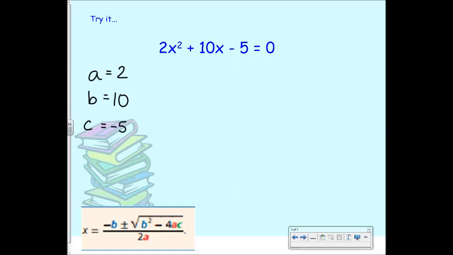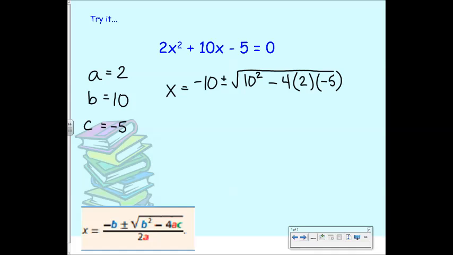So we start with negative B, which would be what? Negative 10 plus or minus, and I'm going to put a long square root, and I've got B squared, which would be what squared? 10 squared minus 4 times 2 times negative 5. All of this over what? 2 times 2. All right, so you've plugged it in.